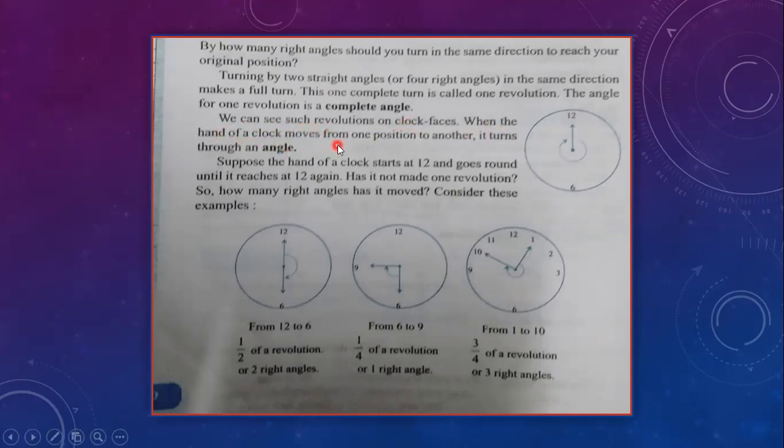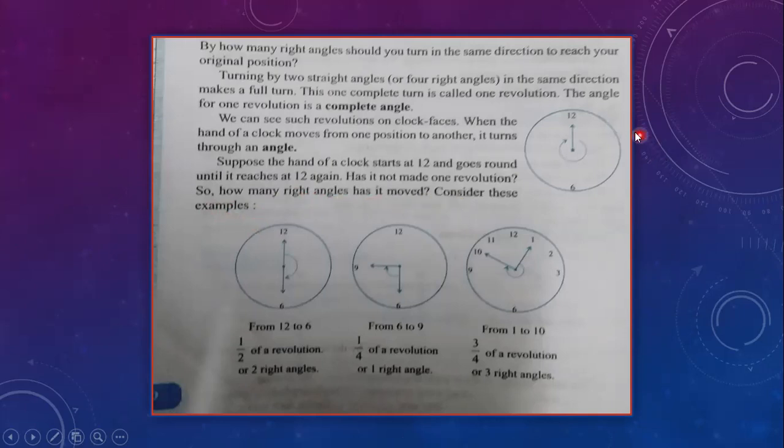When the hand of a clock moves from one position to another, it turns through an angle. In a wall clock, we know there are the numbers 1 to 12. When it turns, the angle will form. Suppose the hand of a clock starts at 12 and goes round until it reaches 12 again. Has it not made one revolution? How many right angles has it moved?